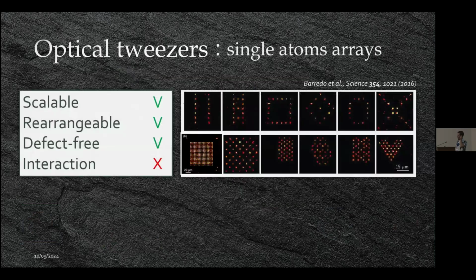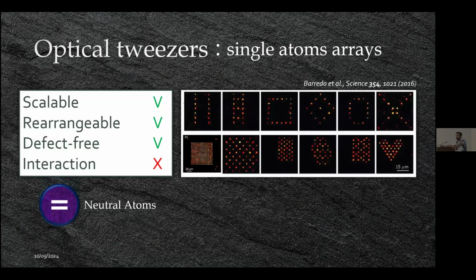And so these examples here are made just through AOD, but many other geometries and topologies can be achieved through these techniques. And so the key aspect of this platform is that it's scalable, because I create a huge number of traps. It's of course rearrangeable, even before or after the loading, and hopefully it's defect-free. But most of all, it's interaction-free. Why so? Again, because we're using neutral atoms.